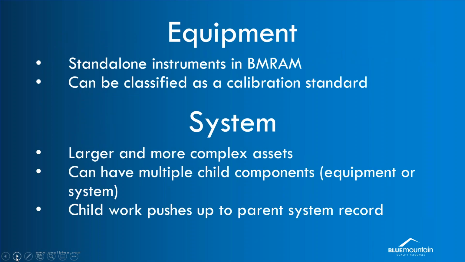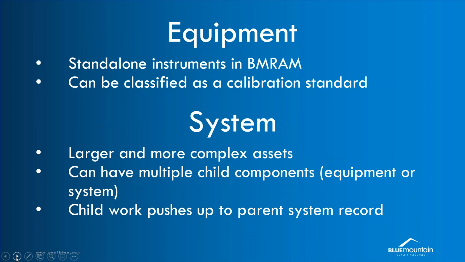So with equipment, now that you guys have a basic understanding of what asset records are, the equipment record is really the standalone asset within the Blue Mountain RAM system, and they can be classified as a calibration standard. A lot of your pipettes to your centrifuges can be classified as equipment.